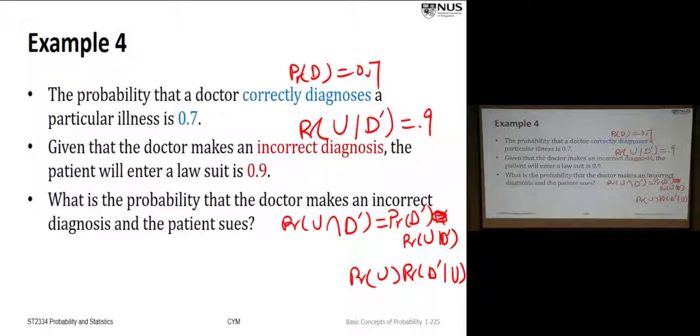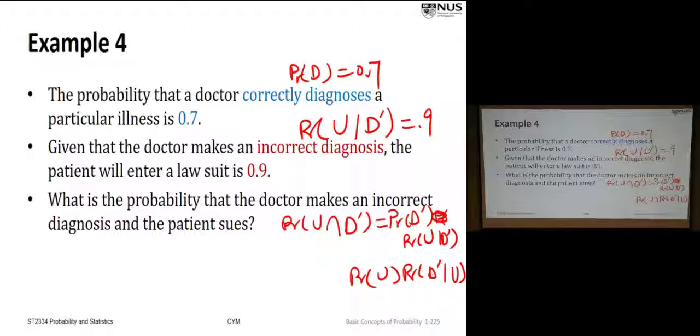Which one should we use? Or can we use either one? Do we know the probability of U? We are not given. So if you want to use the second formula, you have to figure out what the probability of U is. Not only that, you also have to find out the probability of D complement given U. Hard, eh? How about the first one? Do we know the probability of U given D complement? Yes, it's given, 0.9. How about the probability of D complement? Do we know?